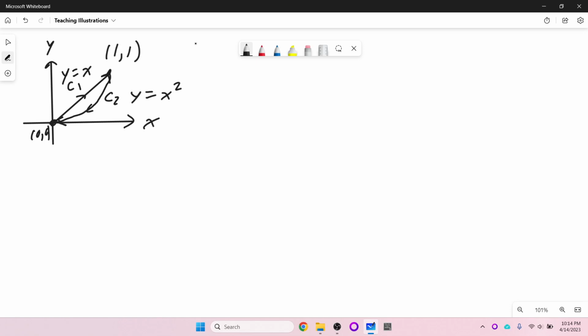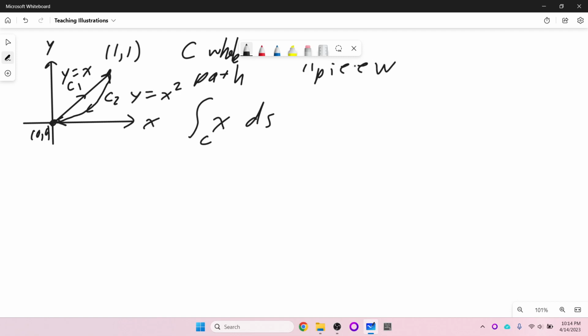And so if we define C as the whole path, so let's say we want to integrate x ds along C. Now this path would be called piecewise smooth. And that basically means that we can split it into pieces where each piece of it is smooth. There are no sharp corners or gaps or anything like that along C1. Same with C2. It's just when we switch between them, we can see it's a kind of a sharp turn.